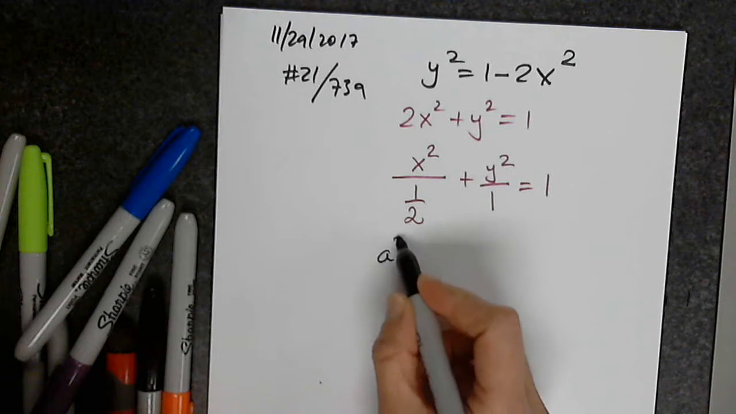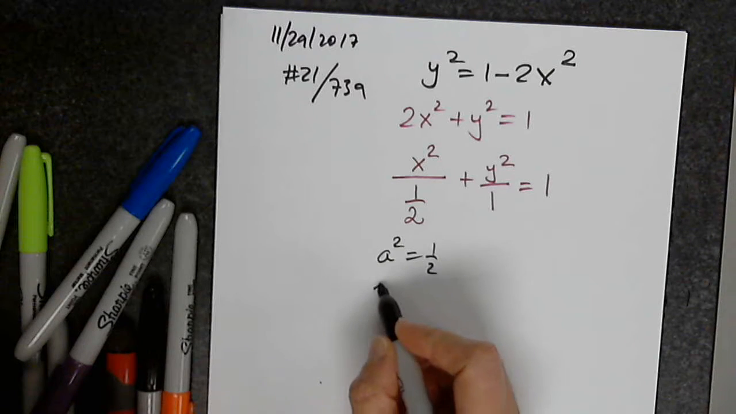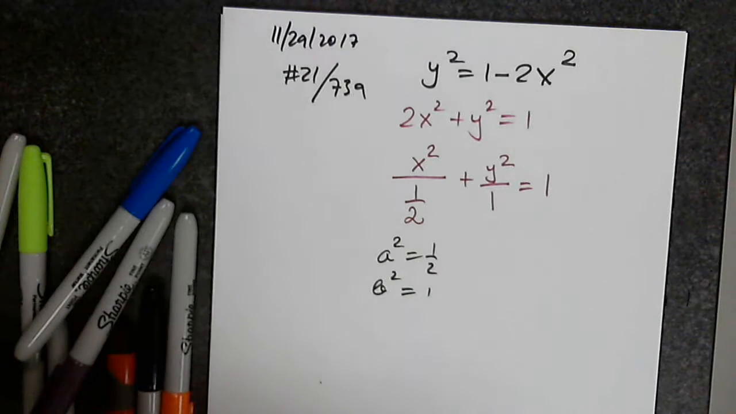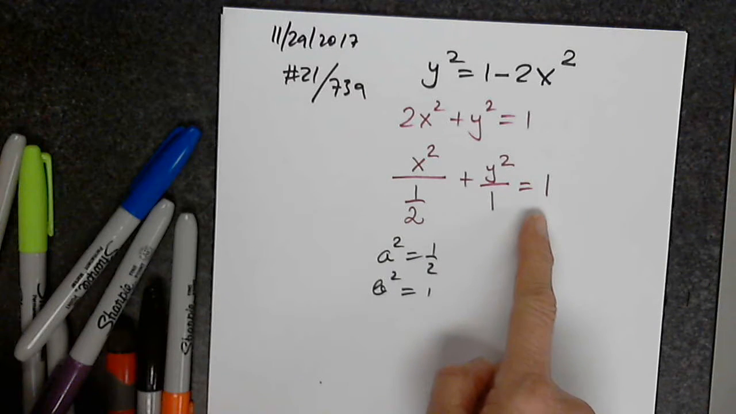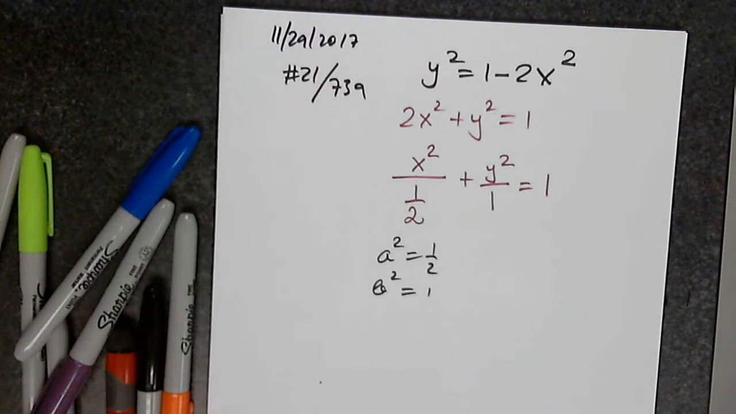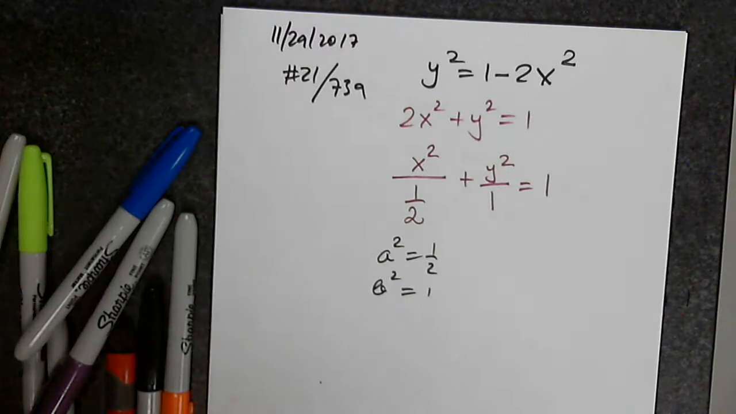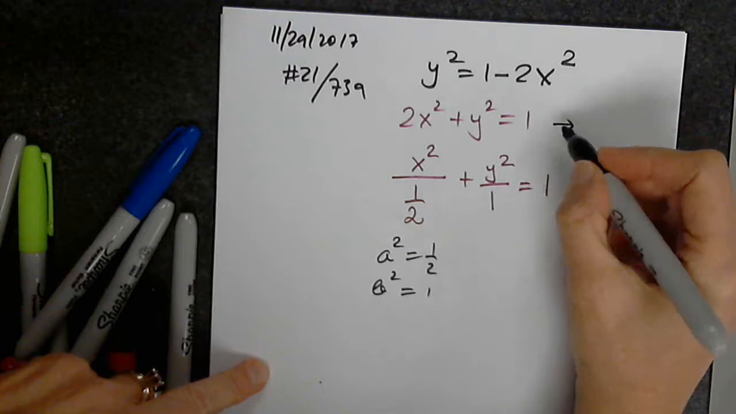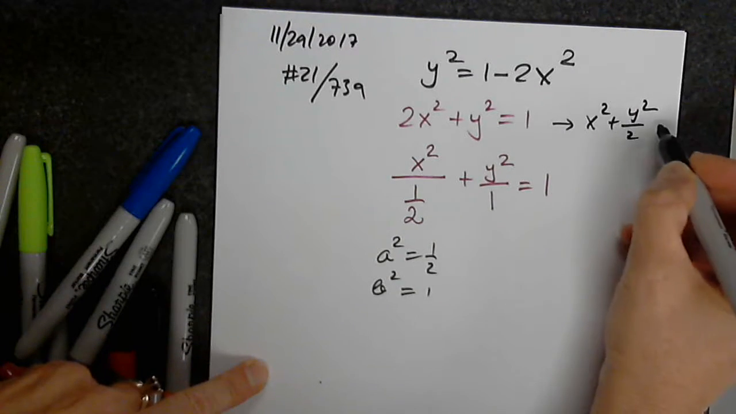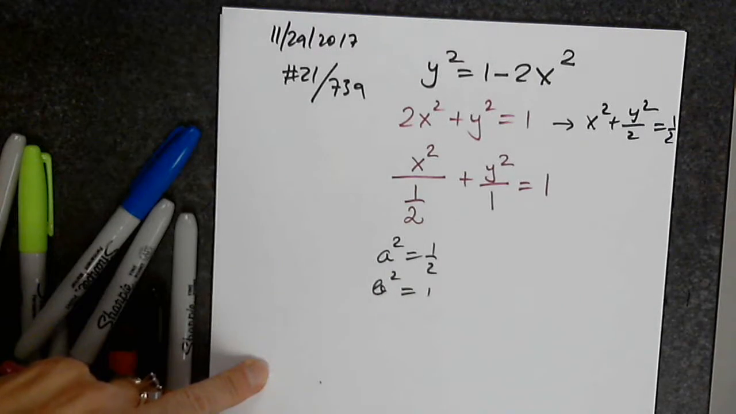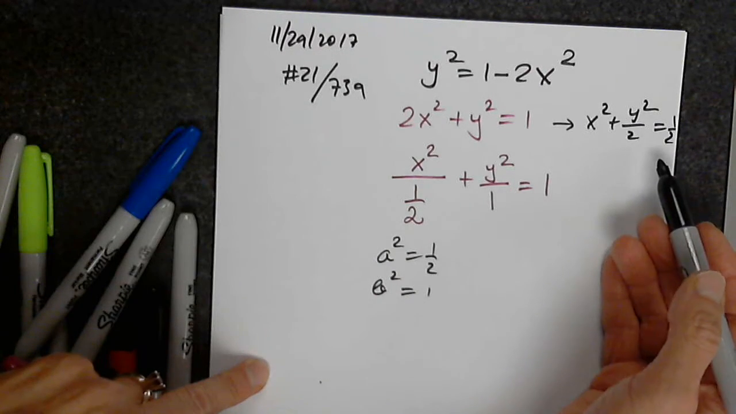Okay, so then a squared must be 1/2, and b squared must be 1. So you don't divide everything by 2 or 1/2? But if I do, then I will not have 1 on the side. Very good point. Don't write anything because there is no need. If I divide both sides by 2, then I will have x squared plus y squared over 2 equals 1/2. And I can't have 1/2.